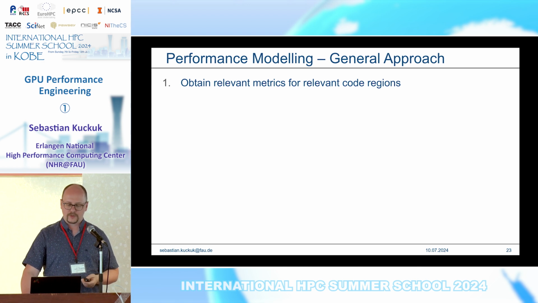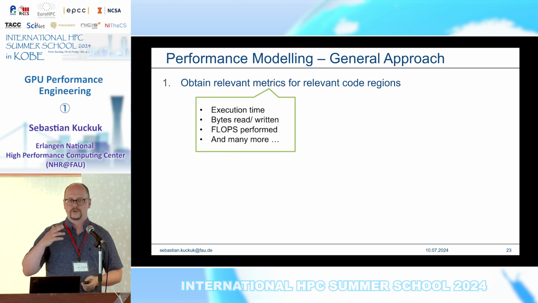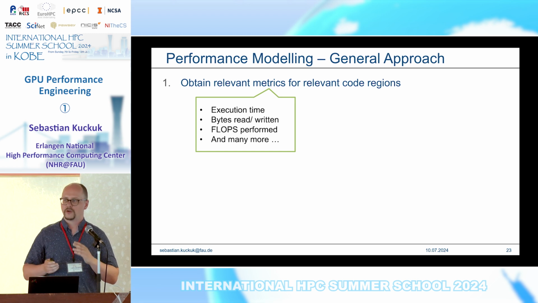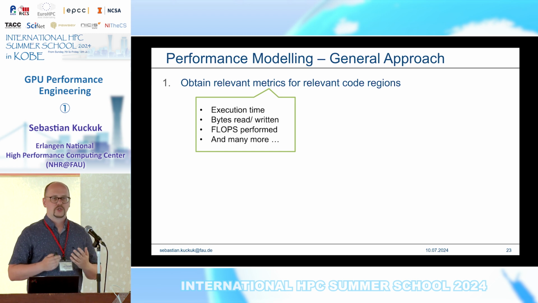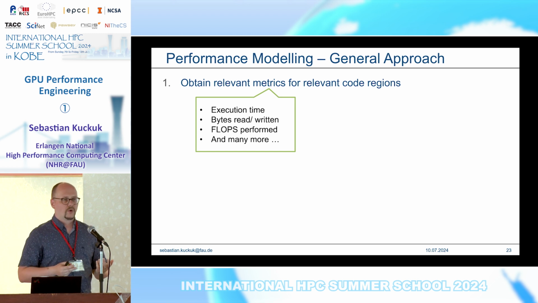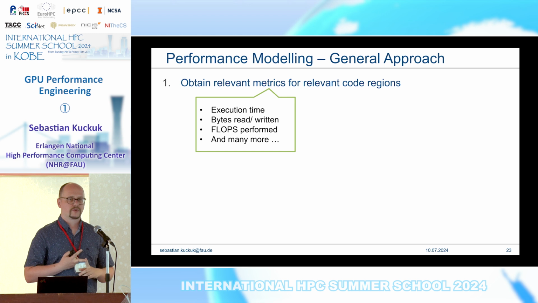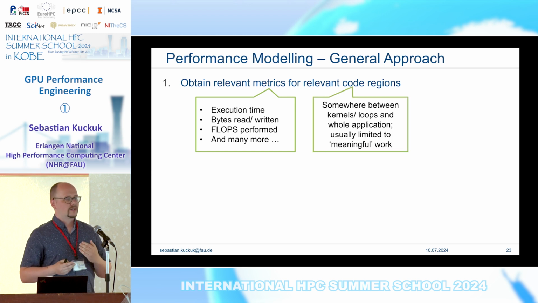So in performance modeling in general, what are we looking for? We're looking for relevant metrics in relevant code regions, and we've heard about this in Ilya's talk this morning as well. What are relevant metrics? Usually it's the time needed to execute that code region, or time to solution. But it can also be more in-depth, such as bytes read or written, floating point operations performed, and so on and so on.